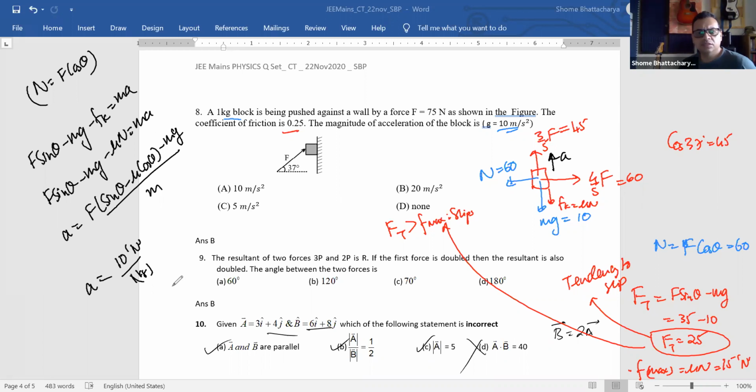Okay, I've made some mistake, is it? Or is the answer wrong? Oh, sorry, my mistake. This is 45 minus 10, so this should be 35. So the net tangential force is 35. Then 35 minus 15 is 20. So the acceleration should be 20 meters per second square. Please note that I made a correction here, and a correction here and here.